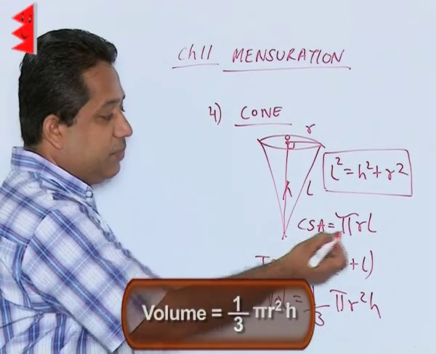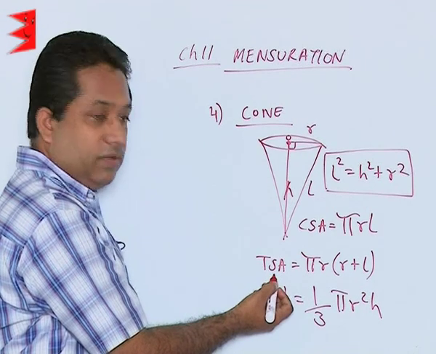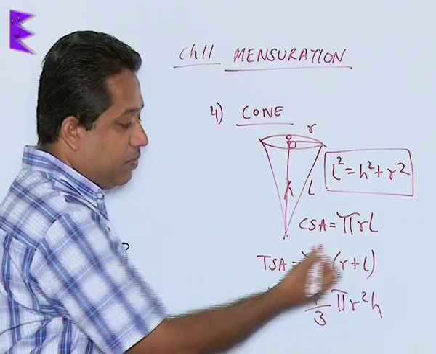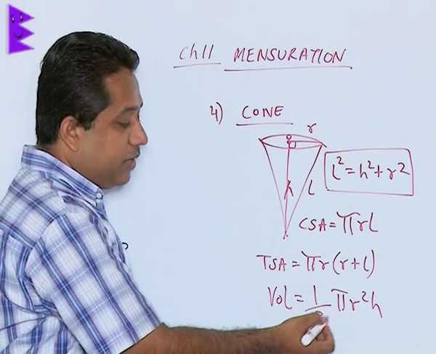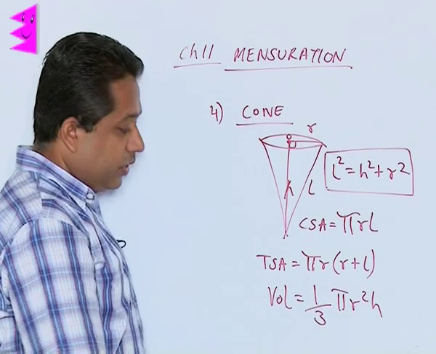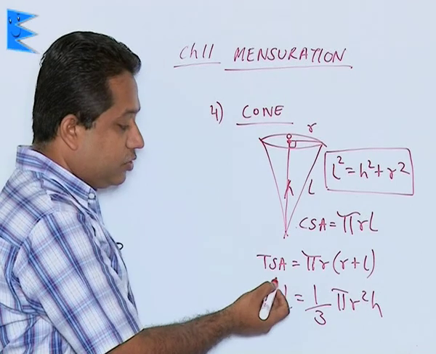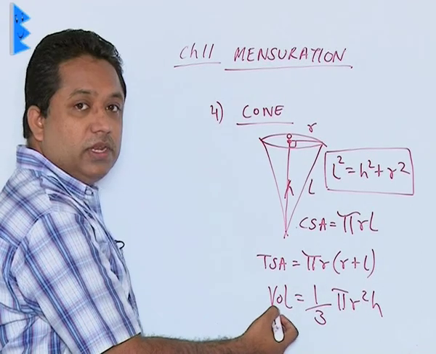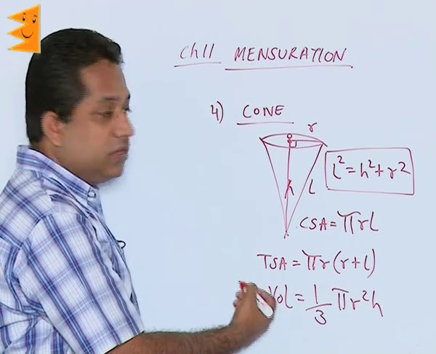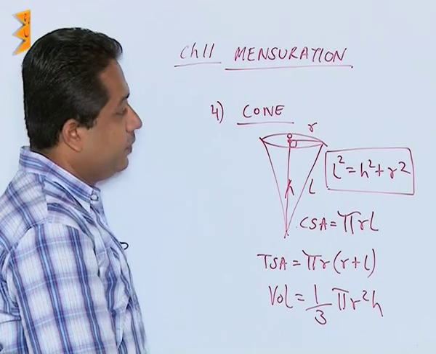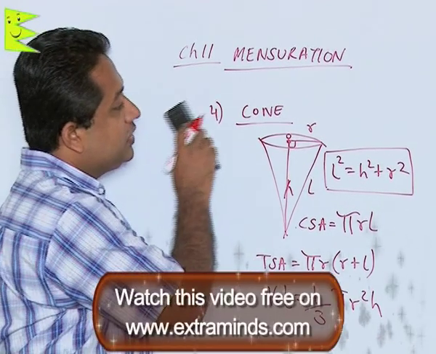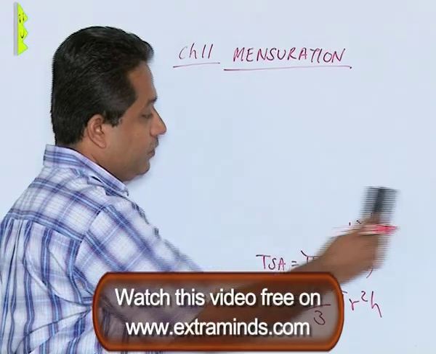So, we have CSA pi r L, curved surface area, total surface area pi r (r plus L), and volume is 1 by 3 pi r square h, and the unit of area will be in centimeter square or meter square, volume will be in centimeter cube, meter cube, or whatever is the unit, you will have to cube that. After cone, we see sphere and hemisphere.